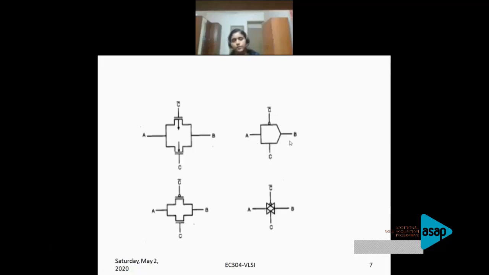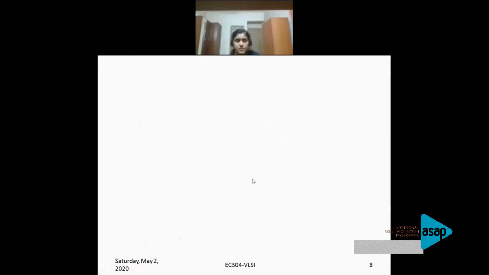The left is your input, the right is your output. In some textbooks you can see the transmission gate symbol drawn like this, or this is the normally used symbol for a transmission gate. On the left-hand side is the transmission gate circuit we have seen, PMOS and NMOS. Now PMOS and NMOS can also be drawn like this: an arrow pointing inwards is normally your PMOS, and an arrow pointing outwards is normally your NMOS. This way also you can draw the circuit representation of a transmission gate. That is up to you, whichever way you are comfortable. So these are the basic symbols of a transmission gate.